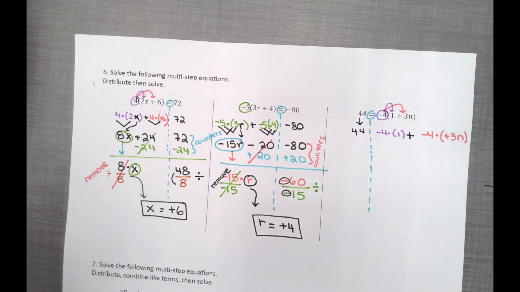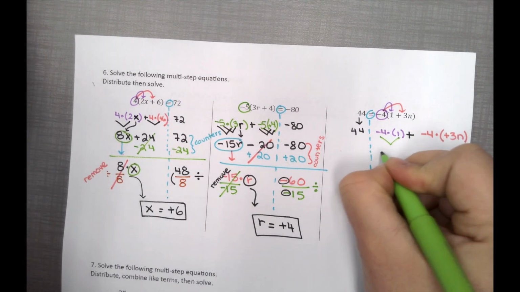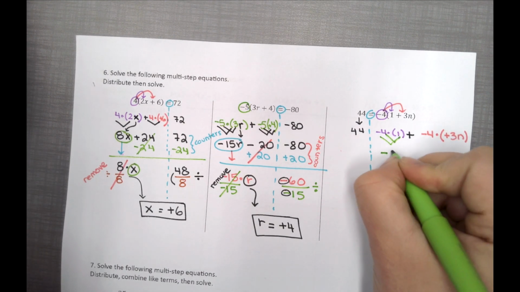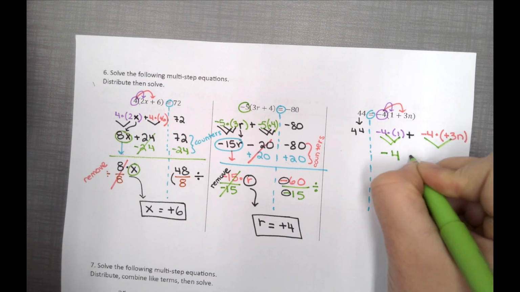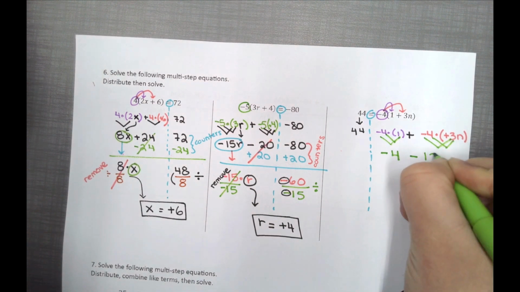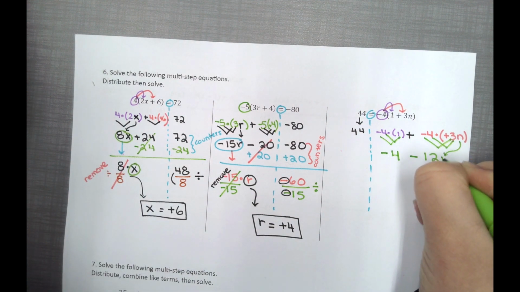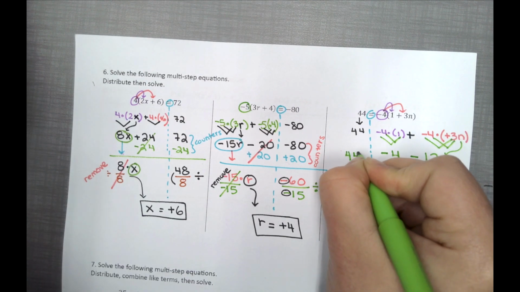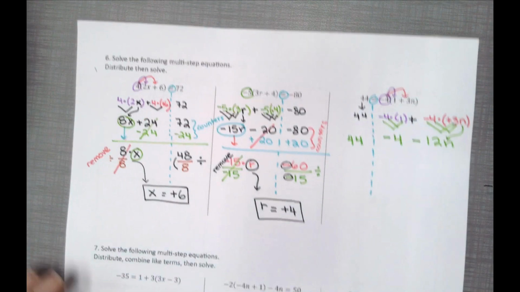Let's go ahead and multiply this. We got negative positive, which is negative. 4 times 1 is 4. Negative positive negative. 4 times 3 is 12. Do I have a letter? Yes, that letter is N. Bring down the 44. That doesn't change on the other side.